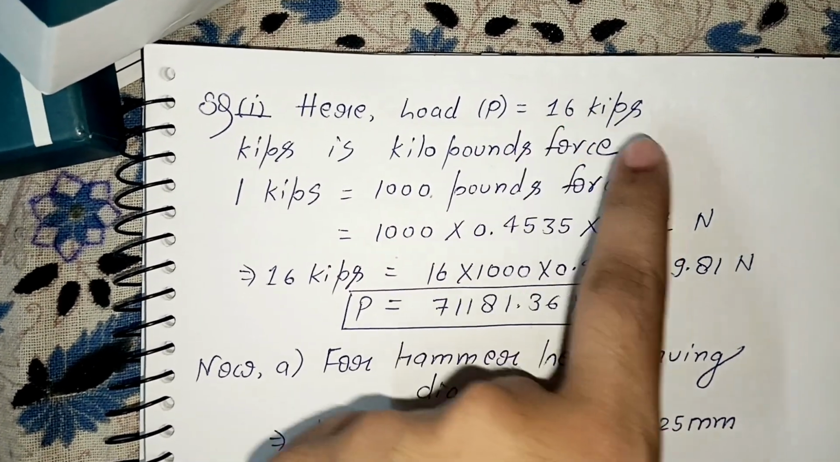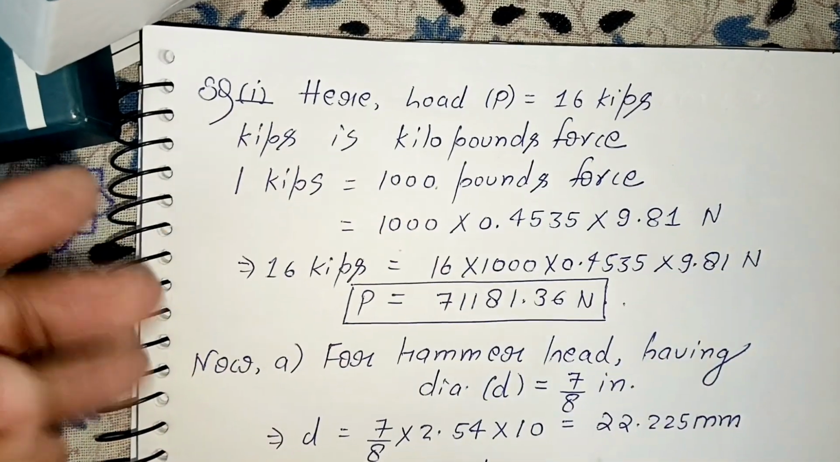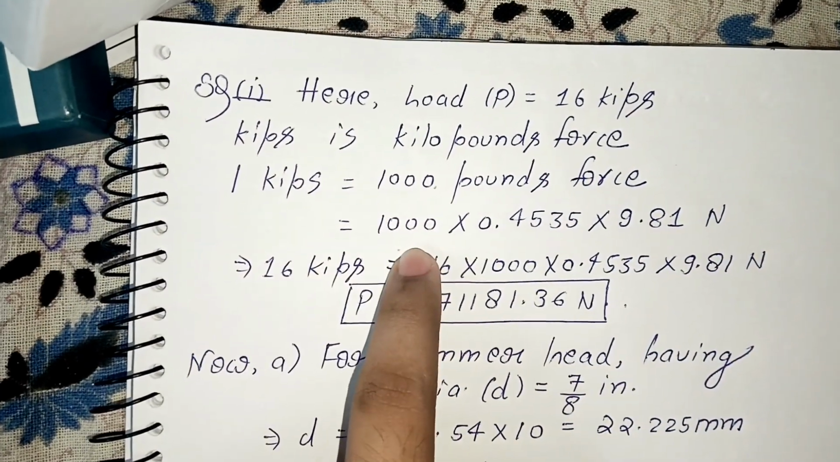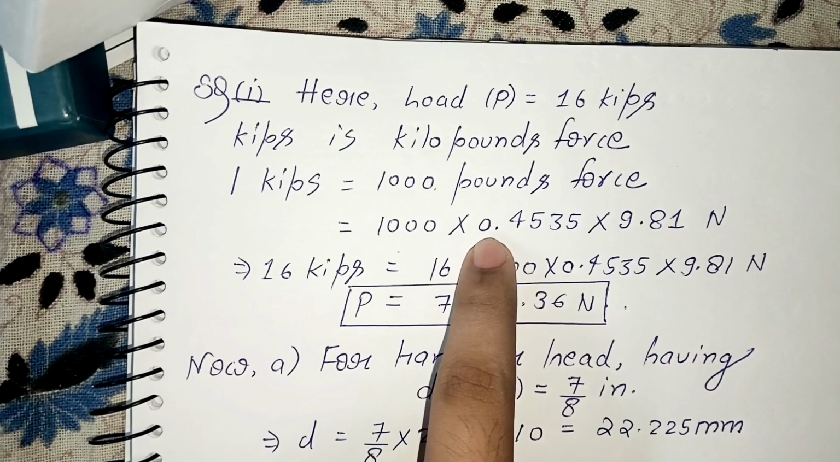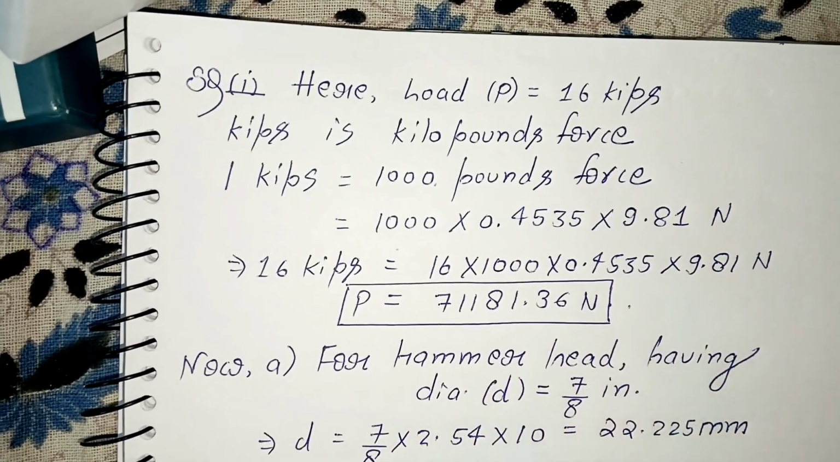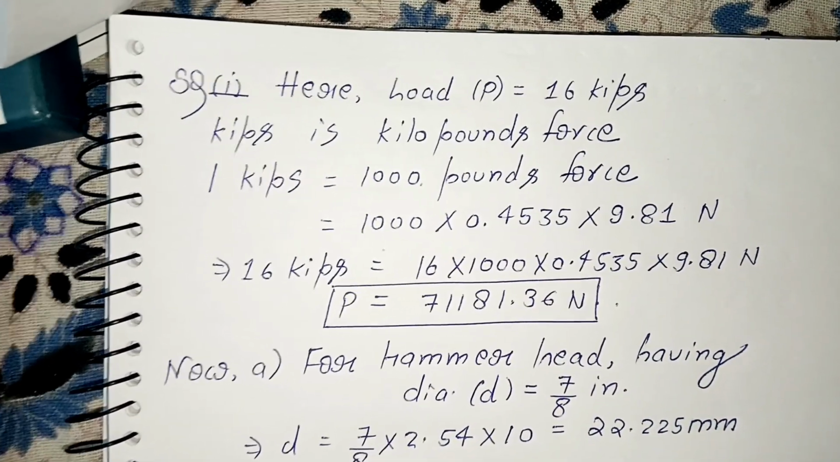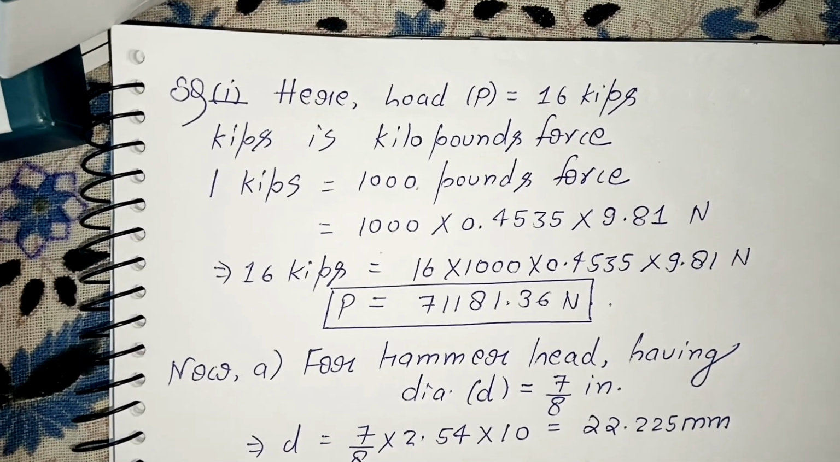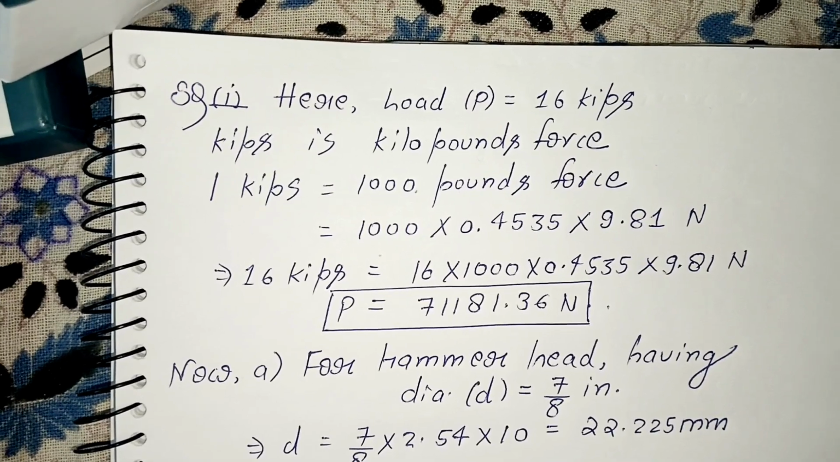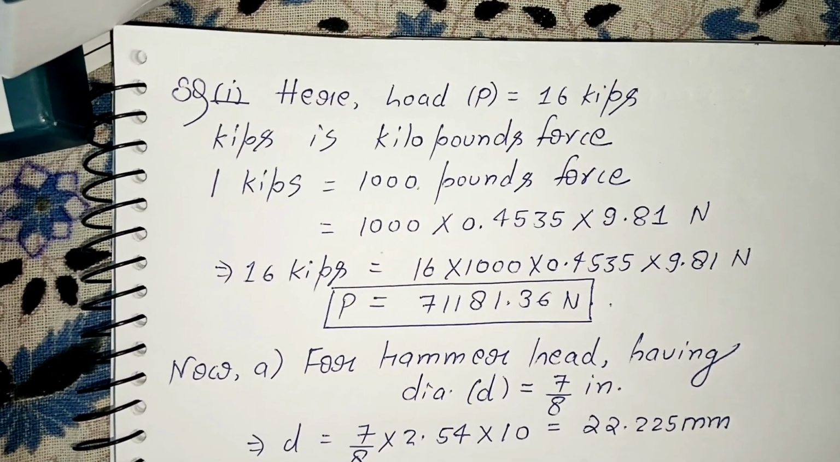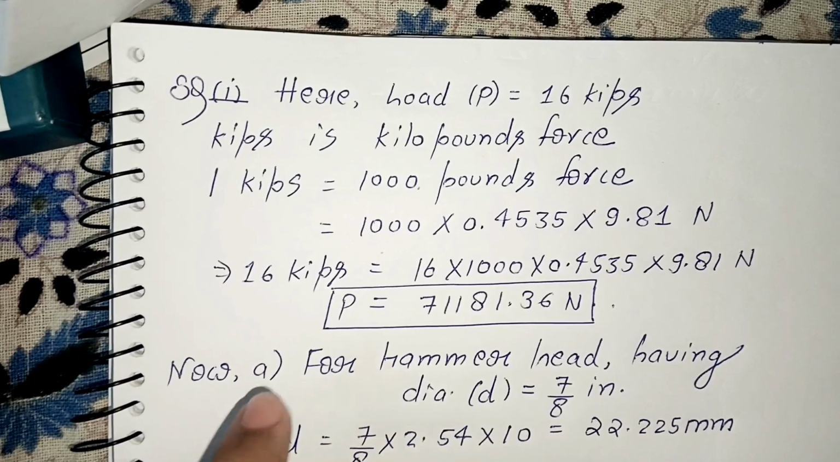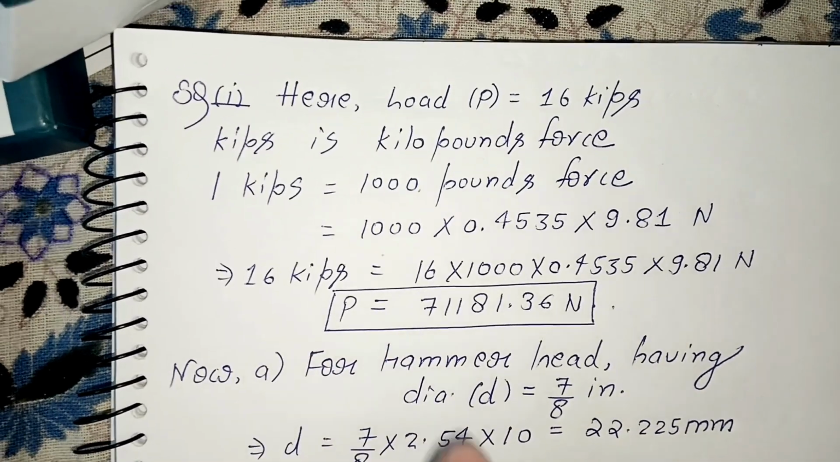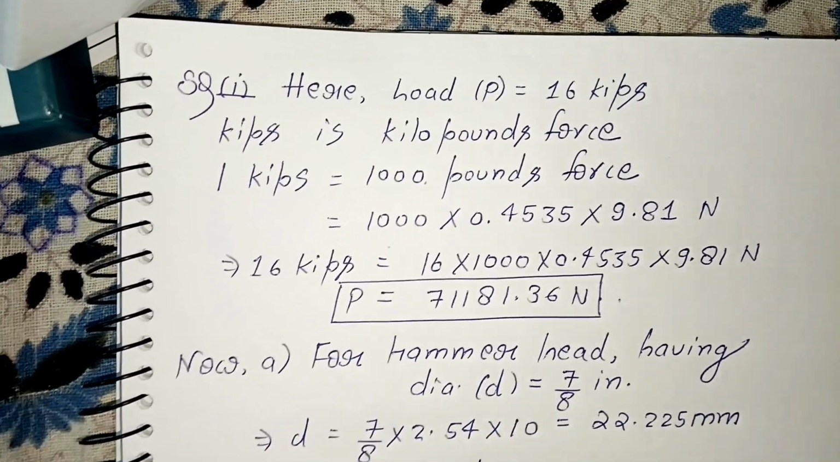So now we are having 16 kips. So 16 kips will be equal to what? 16 into 1000 into this weight, 0.4535 into 9.81 newton. You can take the value of g as 10 meter per second square as well in order to make the calculation easier. But to be more precise, I am taking the value of g as 9.81 meter per second square unless stated otherwise. So P is coming out to be equal to 71181.36 newton.